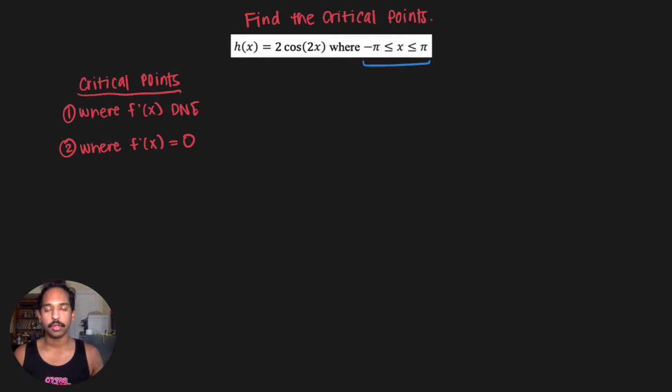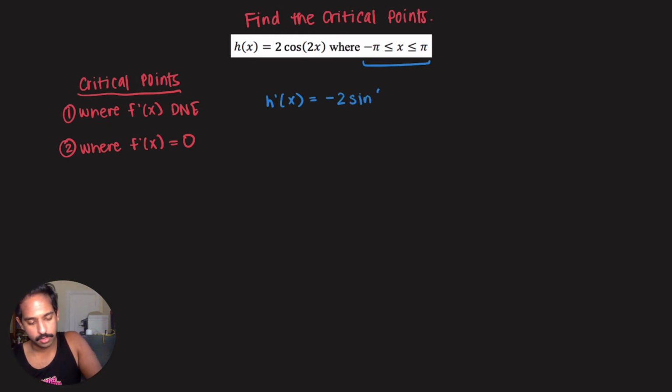But we're restricted here and we have to think, well, what are critical points? Critical points are where either the derivative of the function doesn't exist or where the derivative equals 0. So the first thing we need to do is find the derivative. So h prime of x is going to be, well, I see I'm going to have to apply the chain rule, but here 2 cosine is going to end up being negative 2 sine, because the derivative of cosine is negative sine. So we get negative 2 sine of 2x times the derivative of what was on the inside, and the derivative of 2x is just 2. So I'm going to rewrite this as negative 4 sine of 2x.